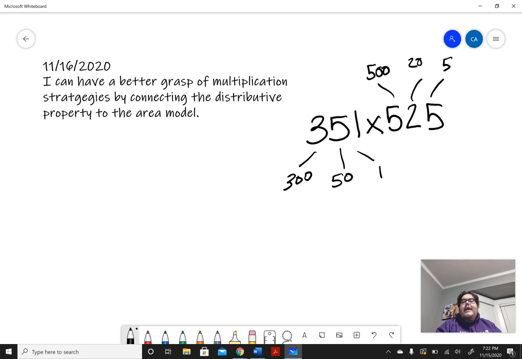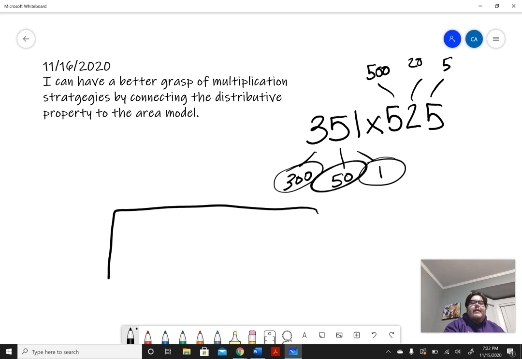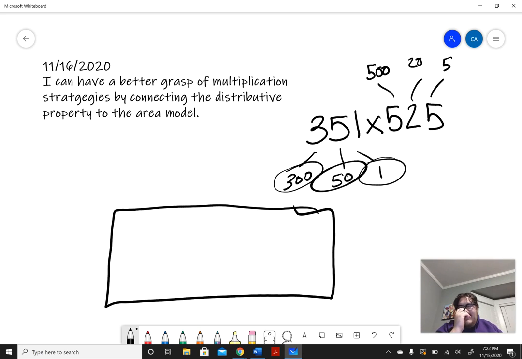Now, because we have 1, 2, 3 place values, how many sections on our area model are we going to need on the side and on the top? I hope you said 3 because we have 3 digits for each number. So I'm going to draw my rectangle. All right, I'm looking at this. 525 is my larger number, so I'm going to put it up at the top.